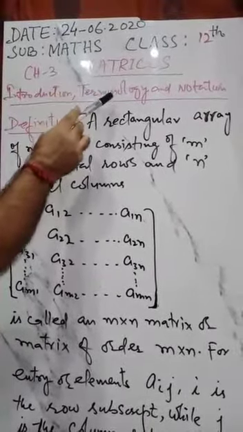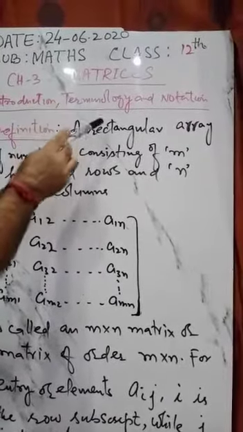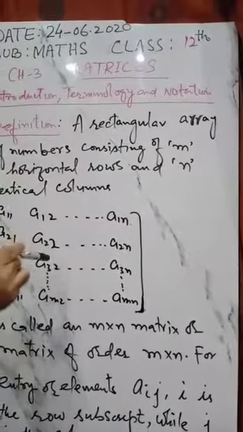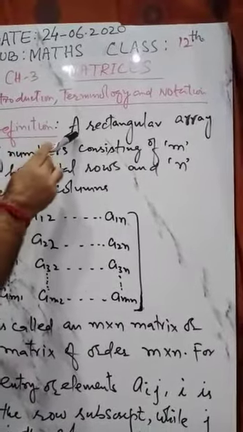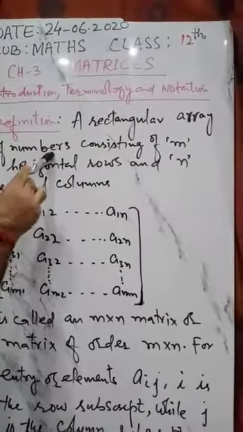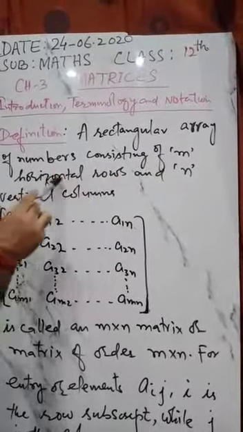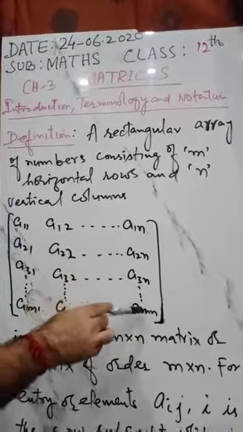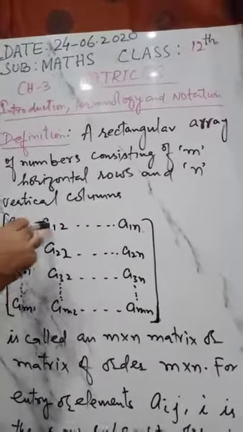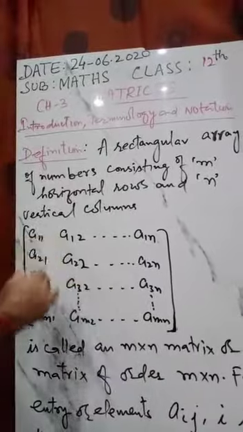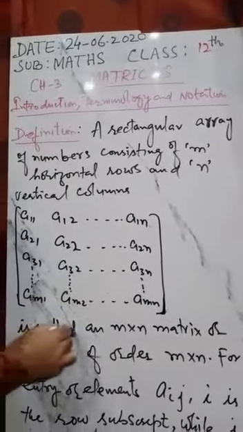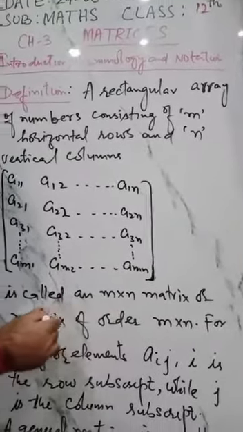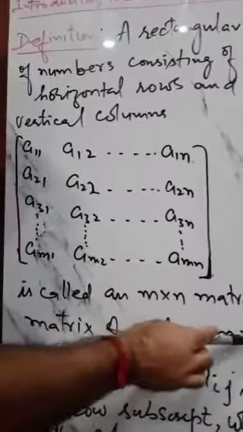As by name, matrix is a singular form of matrices. And what is a matrix? It is a rectangular array of numbers consisting of m horizontal rows and n vertical columns. Here you see we have the number of rows and these are called the number of columns. So this is called an m into n matrix. You can also say that it's a matrix of order m into n.